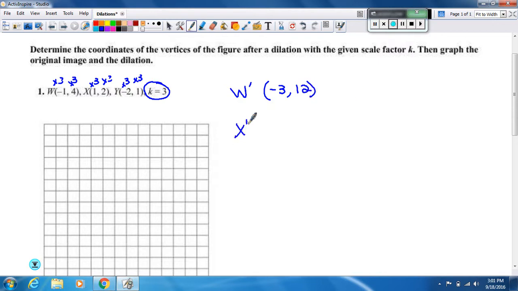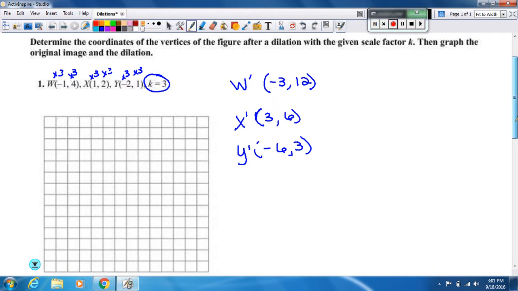And for X prime, 1 times 3 is 3, and 2 times 3 is 6. And for Y prime, -2 times 3 is -6, and 1 times 3 is 3. So those are the vertices of the figure after the dilation.